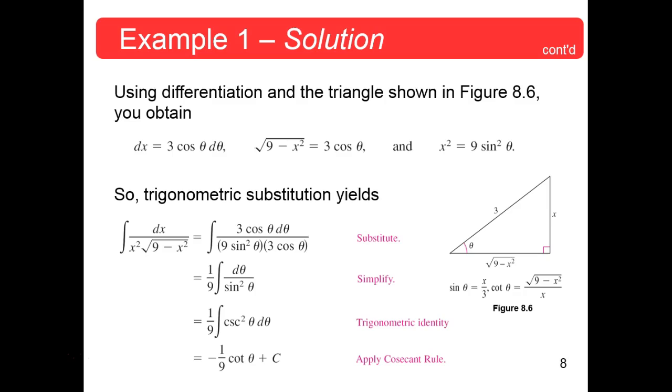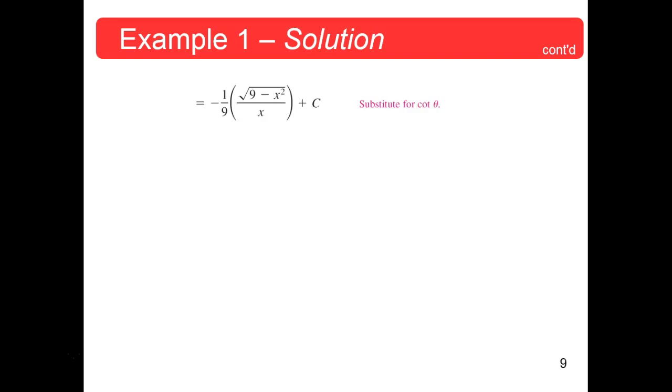But you don't want to leave it in thetas when the original problem was in x's, so that's when this comes into play. If that's theta, cotangent theta is adjacent over opposite, so that would be this over that. And that's what you put in for cotangent theta. Not doing cotangents of inverse sines or anything else. Just use your triangle. And that gives you minus 1/9 square root of 9 minus x squared over x plus c.